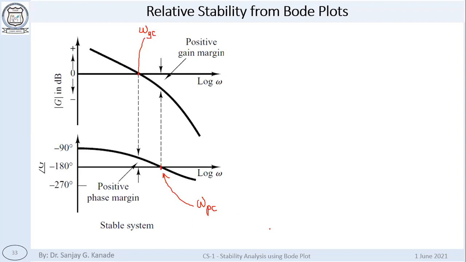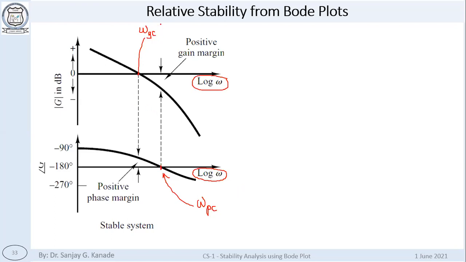This is only possible if you draw both the gain magnitude plot and phase plot correctly on a single graph paper, one below the other, magnitude plot on top and phase plot on the bottom, and keep the x-axis scale common to both. If the x-axis scale is common to both, then only is it possible to establish the gain margin and phase margin.